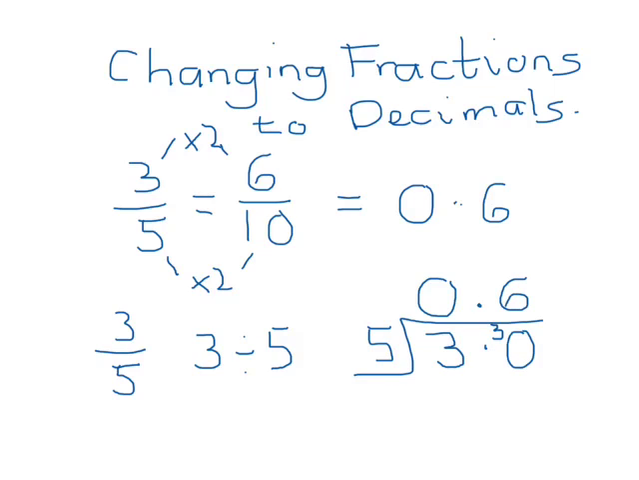There we have it. So these are two methods of doing it. 3/5 is equal to 0.6 that way. 3/5 is equal to 0.6 by dividing. Let's go for another example.